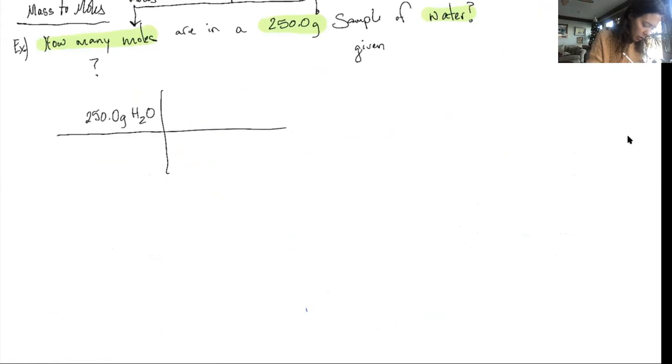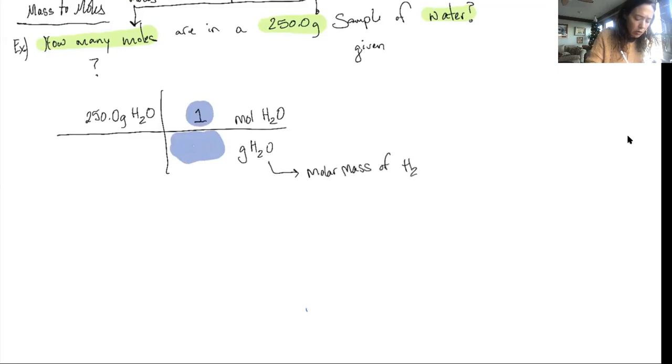I'm going to put grams of water on the bottom. I'm going to put moles of water on top. I am converting mass to moles, all right? Now, whenever I do that, I'm going to always put a one next to the mole. And now I need to know how many grams of water are in 1 mole of water. So what I need to do is get the molar mass of water.